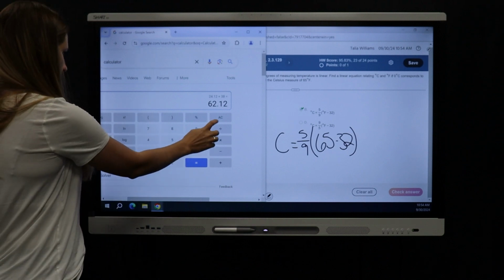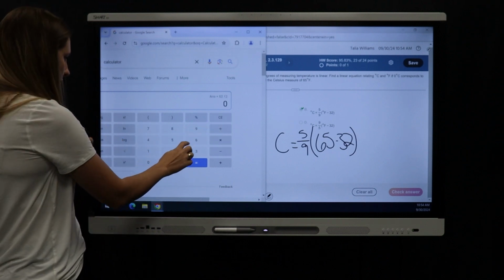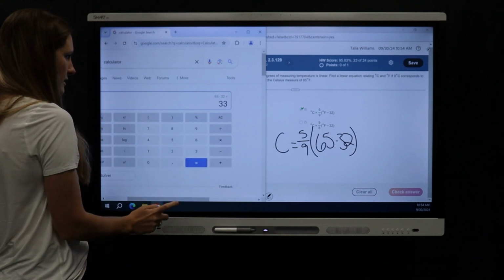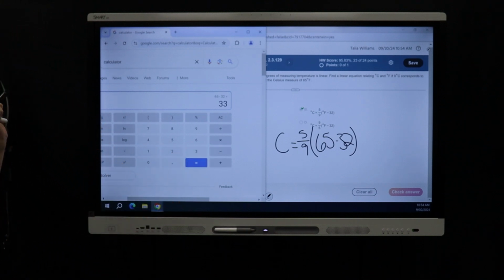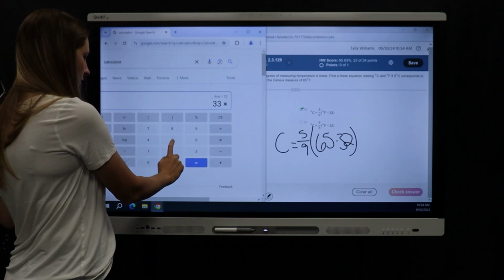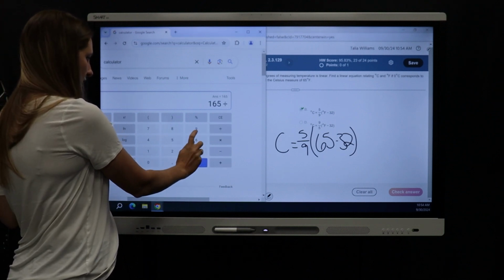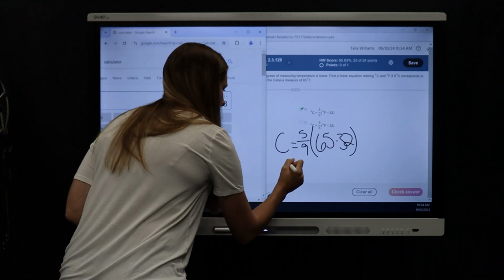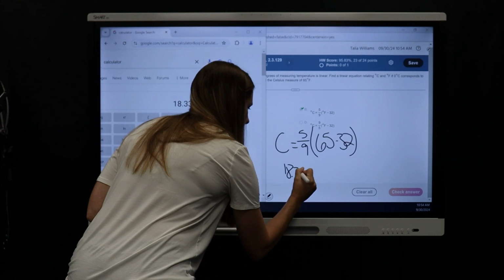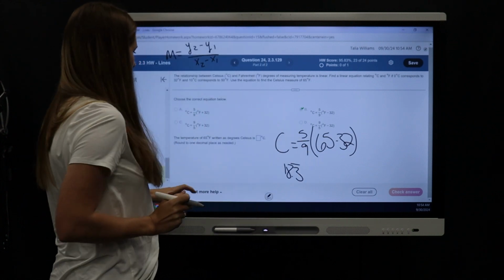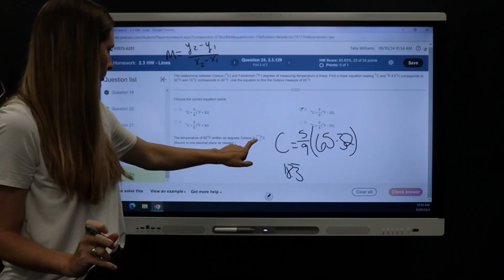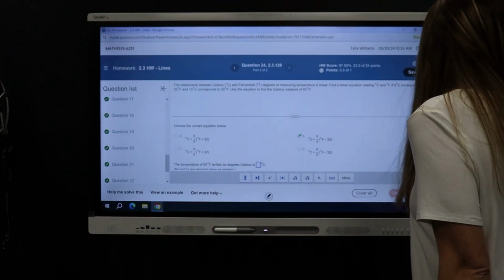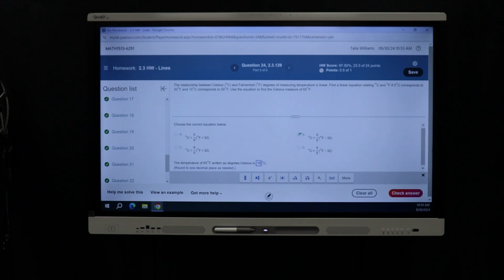Perfect. All right, so clear. We're going to do 65 subtract 32 equals, and then since it's 5/9, we're going to multiply by 5, and then divide by 9. So 18.333, 18.3 repeating. Round to 1 decimal place, so 18.3.